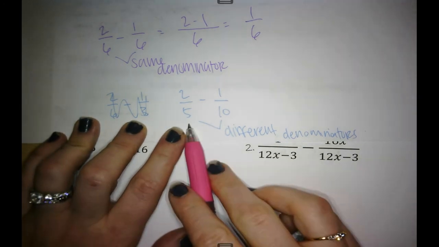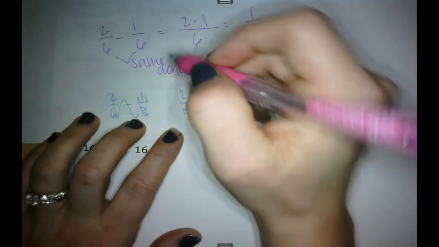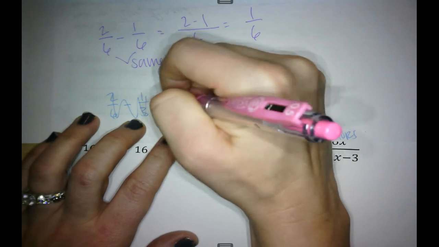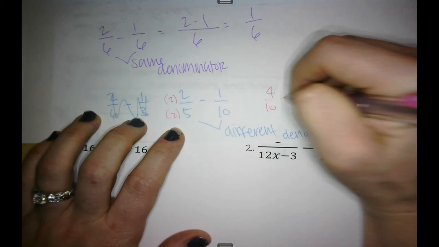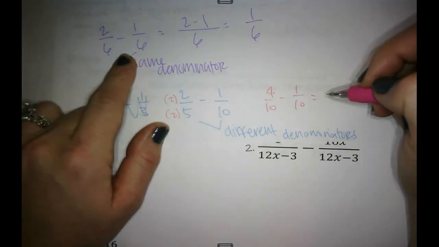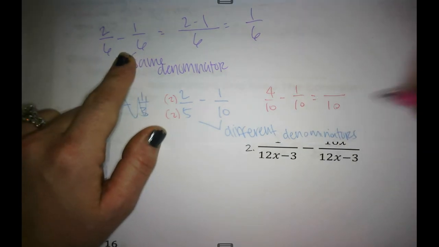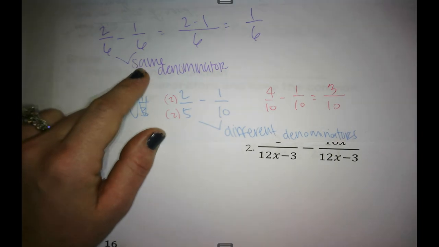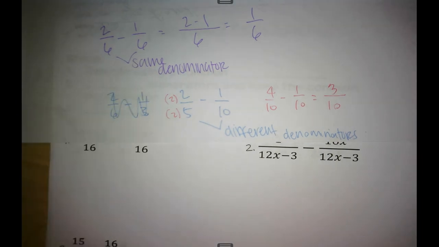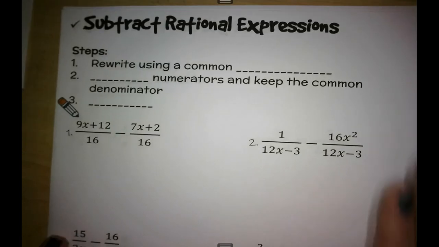Again, since this is a 5 and that's a multiple of 10, I can multiply both the top and the bottom by 2. So that would be 4/10 minus 1/10. And then now I can do the same thing here. Keep that same denominator. 4 minus 1 is 3. And then if that could simplify, I would need to simplify that.